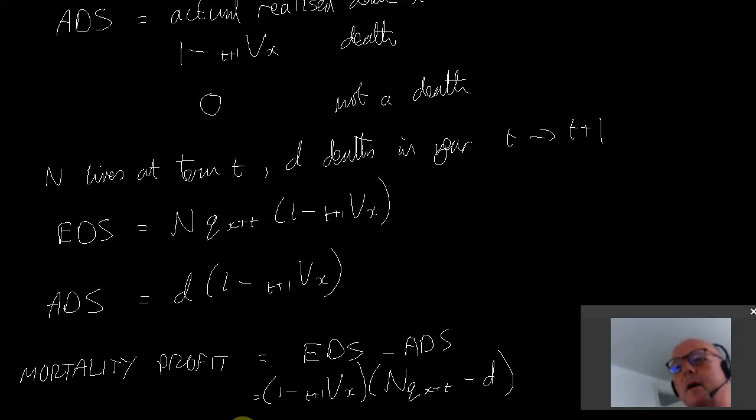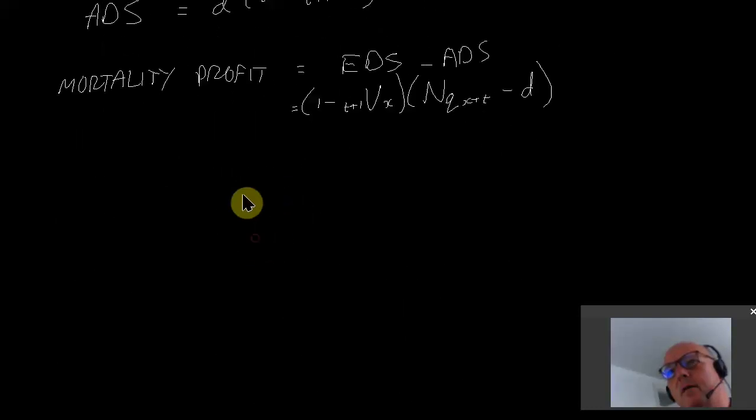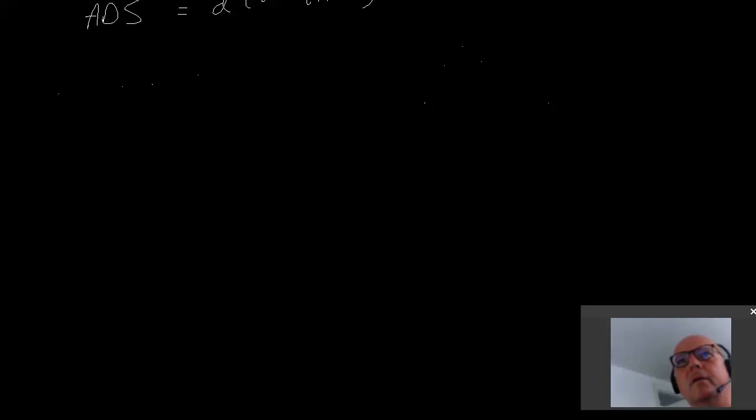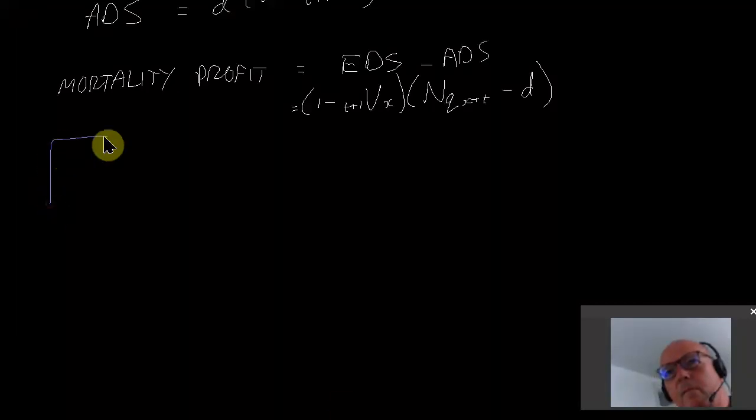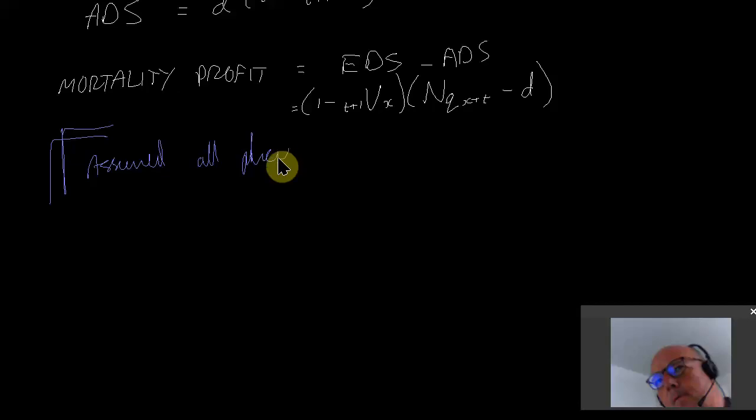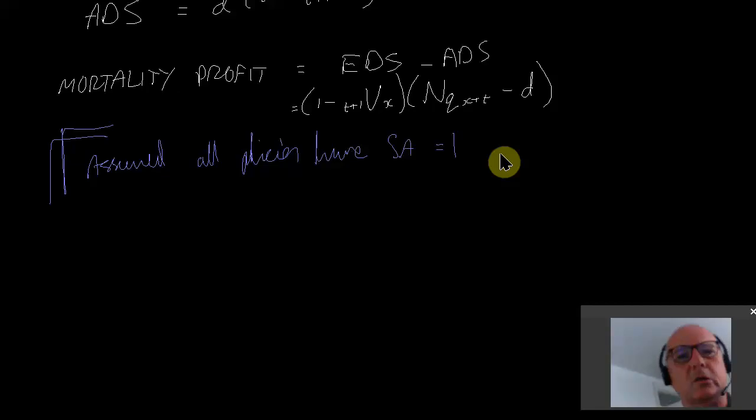I wouldn't bother learning that formula, because what I've done here is assumed all the policies have sum assured 1. It's just worth noting here. We often make that assumption when it's one policy because we can just multiply it up, but in reality there's going to be multiple different policies with multiple different sum assureds.